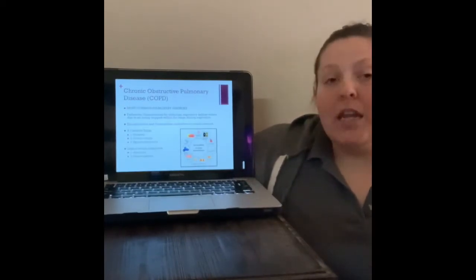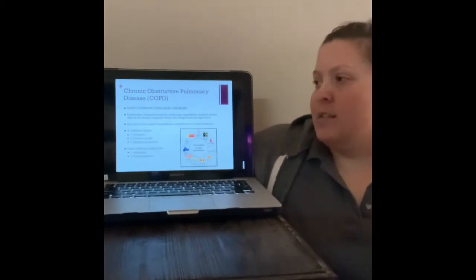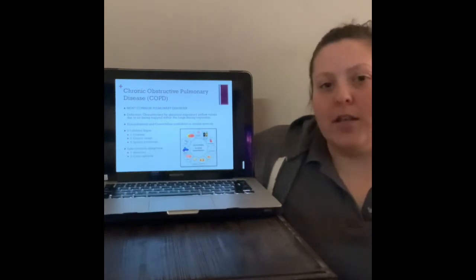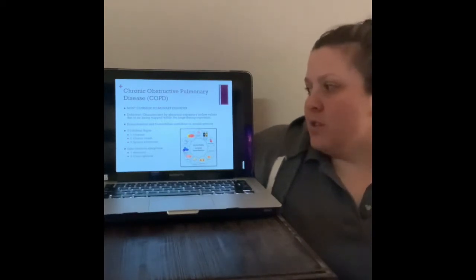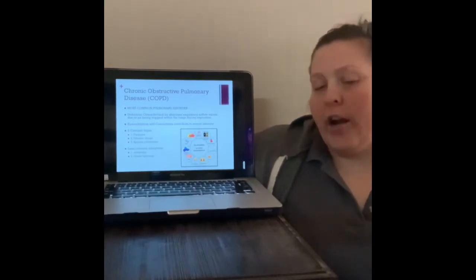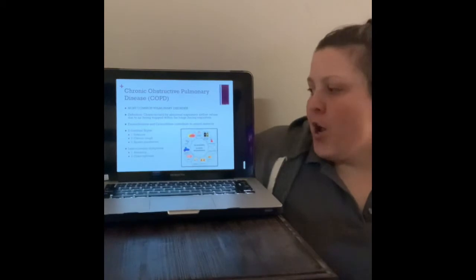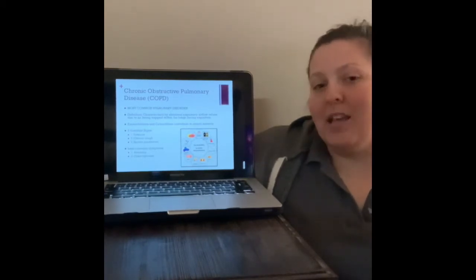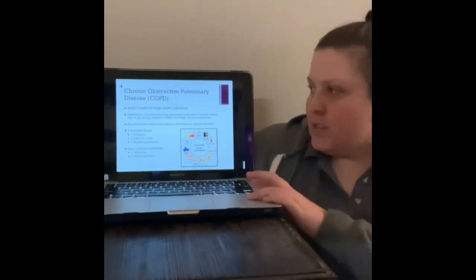Patients with COPD, or chronic obstructive pulmonary disease, this is one of your most common pulmonary disorders. This is where the process of breathing out is affected. And so the three cardinal signs for this pathology will be dyspnea, chronic cough, as well as sputum production. And some of the minor or less common symptoms would be wheezing, as well as chest tightness.